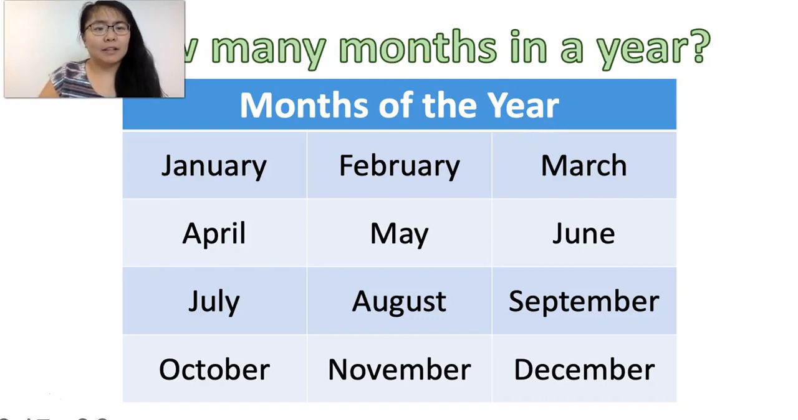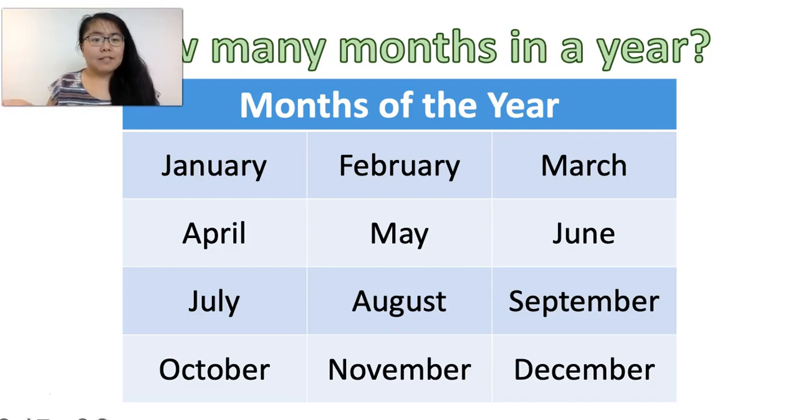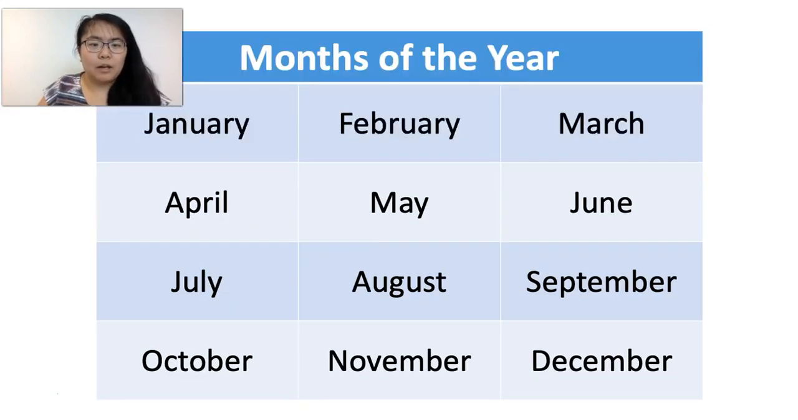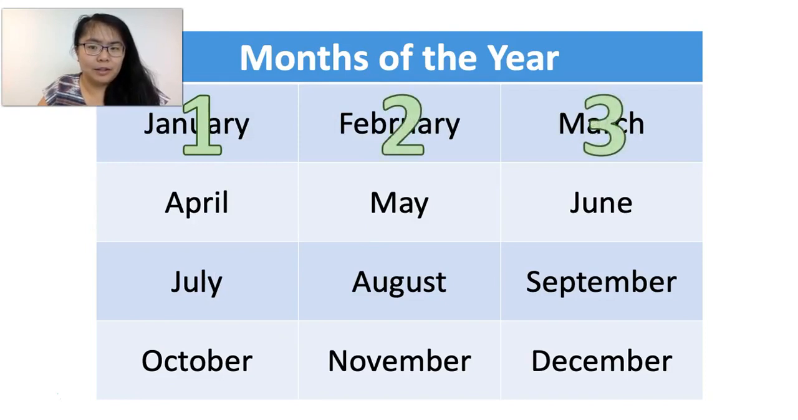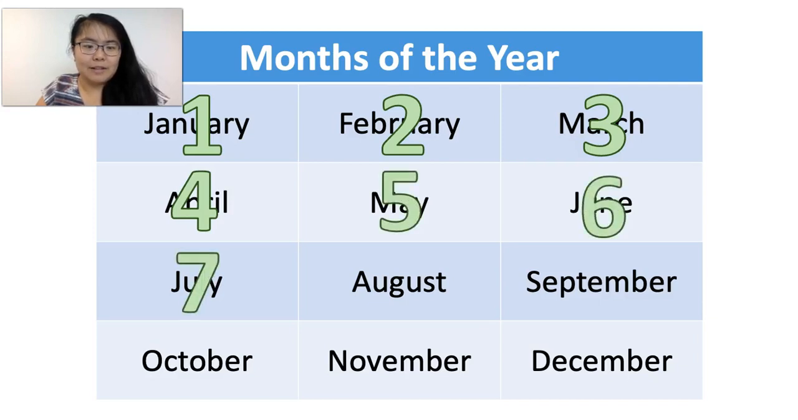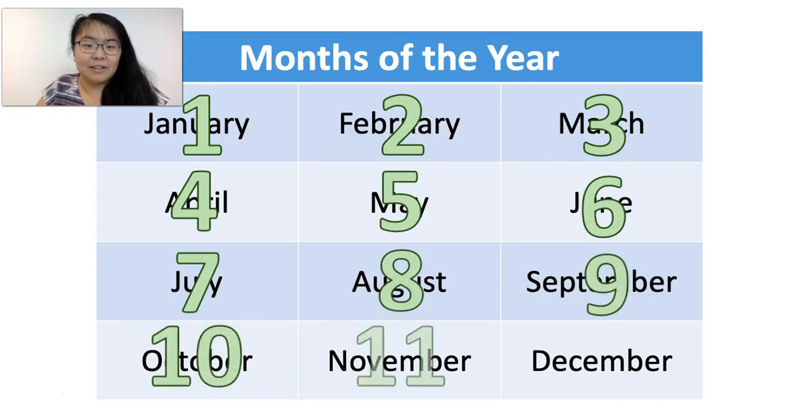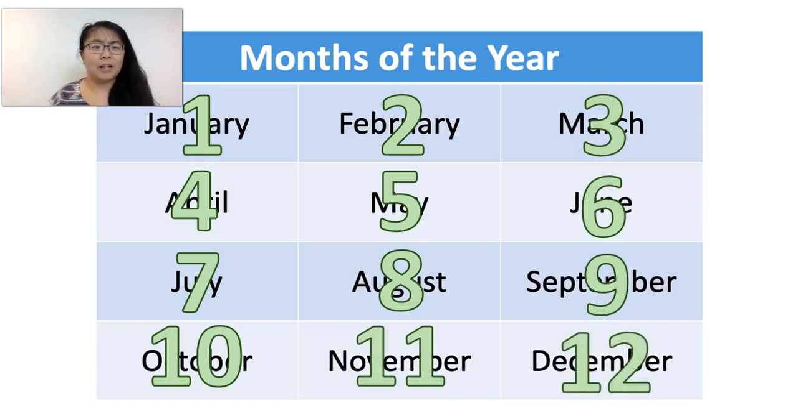So, how many months are in a year? I think I said it a couple times, but you could also count. You know what? Let's count together. How many months are in a year? 1, 2, 3, 4, 5, 6, 7, 8, 9, 10, 11, 12. There are 12 months in the year. Good. 12 months in the year.